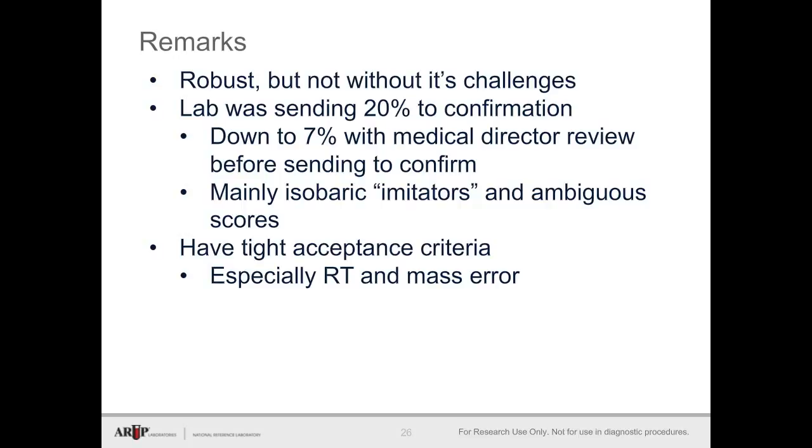This can push the turnaround time out a couple of days, and the sample has to be reprepped and sent to another department in our building for confirmation. So obviously this is not an ideal situation. Having a well-characterized assay with tight acceptance criteria and a good understanding of how things should look can help prevent these ambiguous results, but you're still going to have issues from time to time.